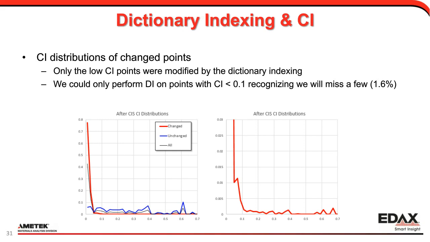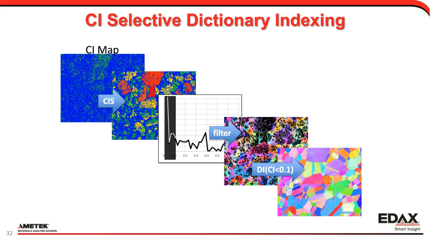And it turns out those are about 1.6% if we use a cutoff of the confidence index less than 0.1. So the idea here is that you would look at your confidence index at each pixel in the map, do a confidence index standardization, improve those, filter out the ones that have a low confidence index. In this case, I've selected 0.1. And you can see then those are the points in black in the map. And we're just going to do the dictionary indexing on those points in black to improve the indexing.